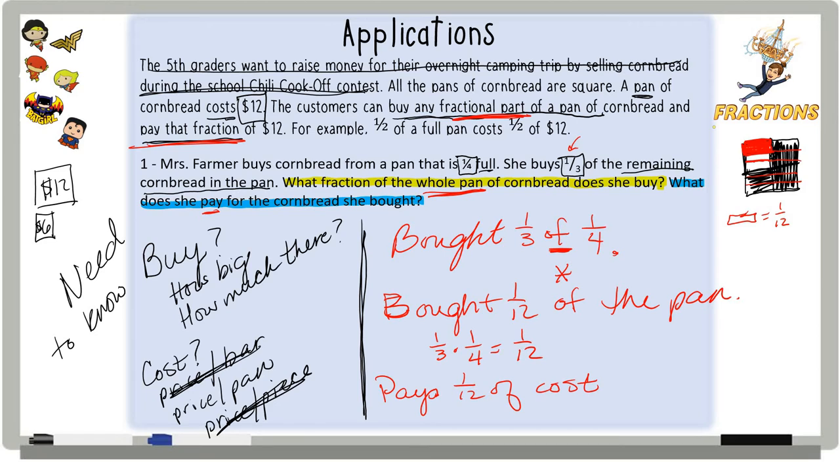Okay, and in this case, again, "of" tells us we're going to multiply. And the cost, if we go back up into our problem, that cost was $12 if she bought the full pan. But she didn't buy the full pan, she bought 1/12 of it. So we have 1/12 of $12. Okay, and if we go ahead and multiply this straight across, we get 12/12, which is equal to 1. So our answer in this case for Mrs. Farmer is that she bought 1/12 of the full pan and she paid $1 for it.